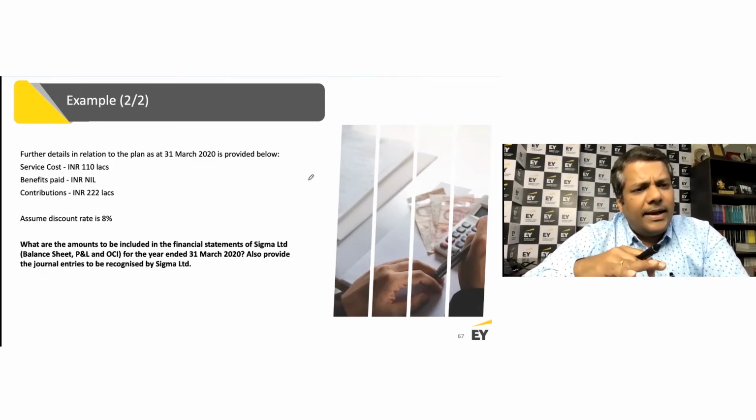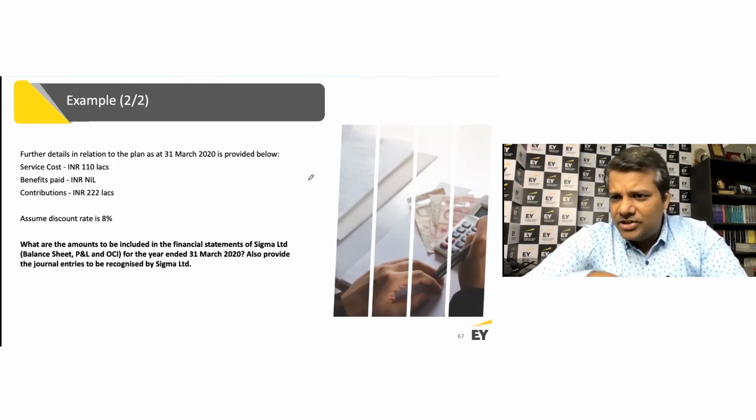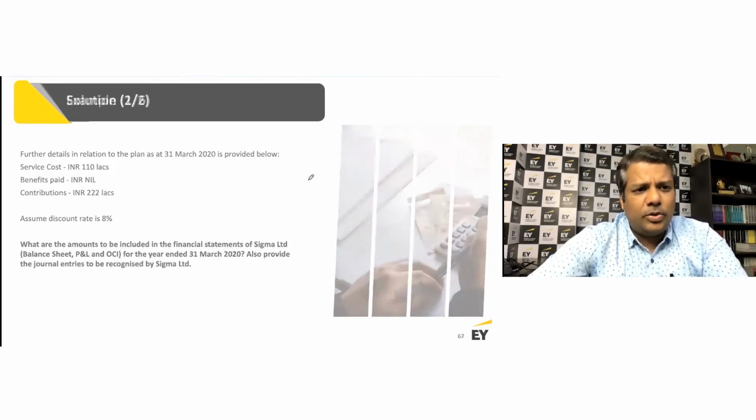And then we have to look at the P&L. What all goes into the P&L is the current service cost and the interest cost. We will look at that. And then what goes into the OCI is the remeasurement gain or loss, which has actuarial gains and losses and other items. Okay. So let's just try and build all of that as we look at the solution.